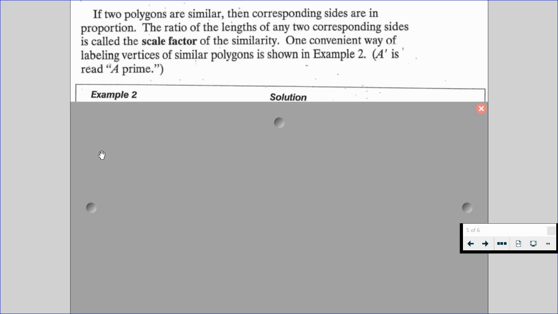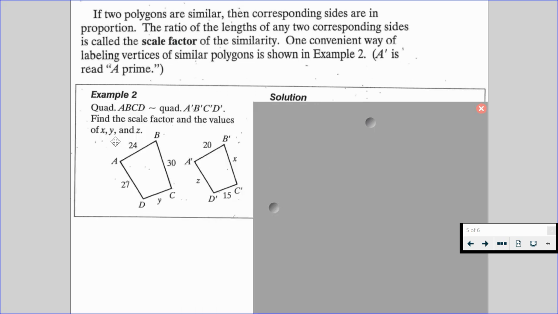Example number 2 gives us the quadrilateral ABCD is similar to quadrilateral A prime, B prime, C prime, and D prime. We have to find the scale factor and the values of X, Y, and Z. So let's look at what we have here. AB corresponds to A prime, B prime.